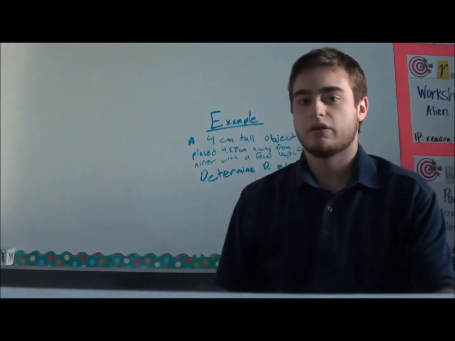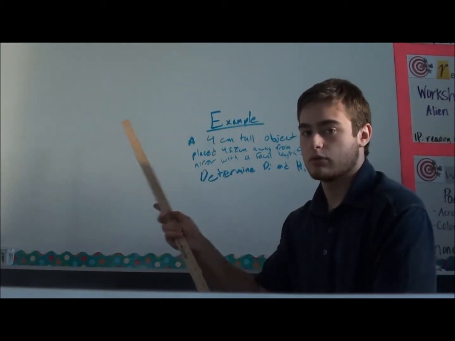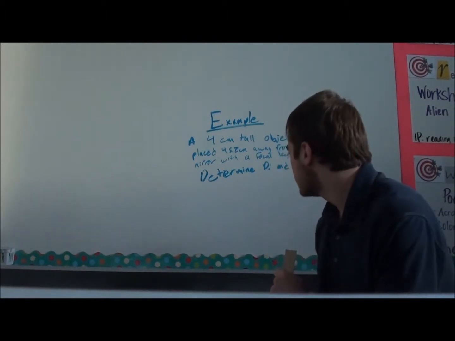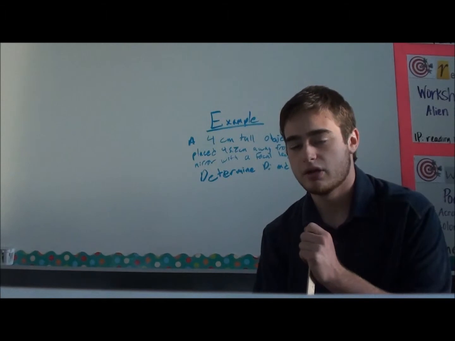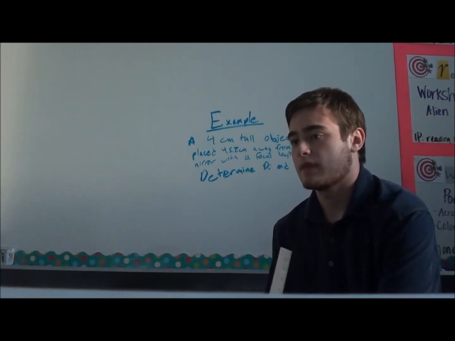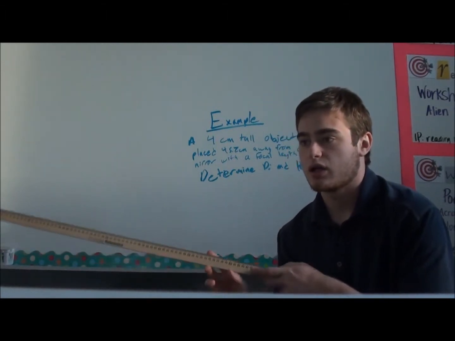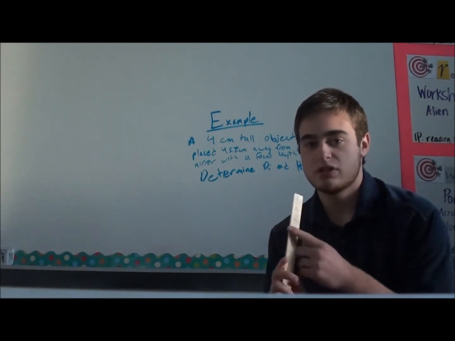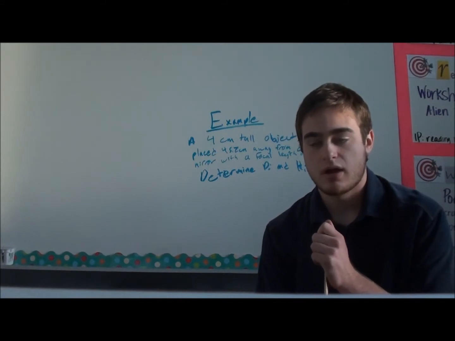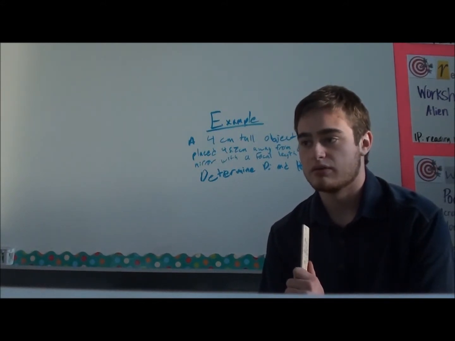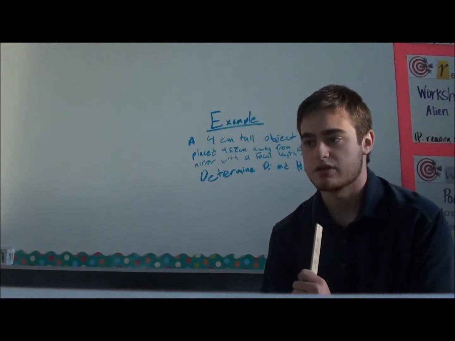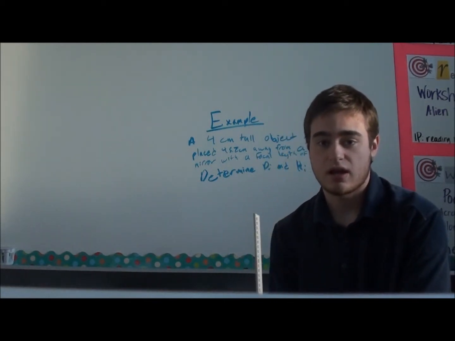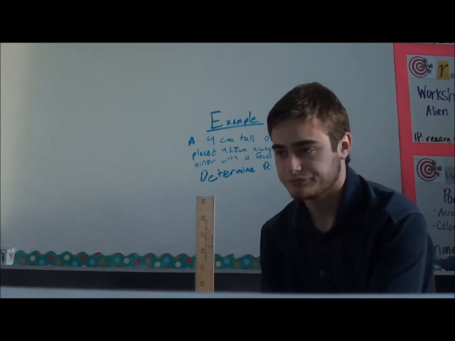Alright, so now we are going to do an example problem. In our example, we have a 4 centimeter tall object, and it is being reflected off of a concave mirror, and it is 45.7 centimeters away from the mirror, and our mirror has a focal length of 15.2 centimeters. And then we are going to determine the image's height and the image's distance.